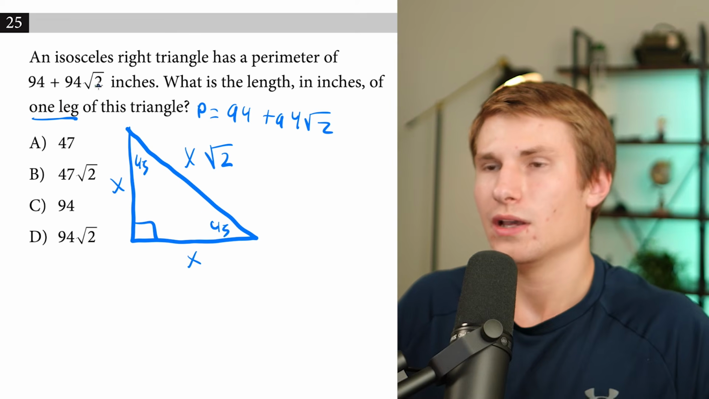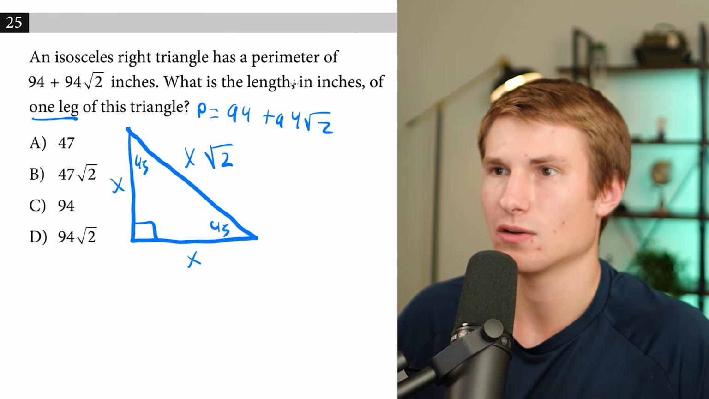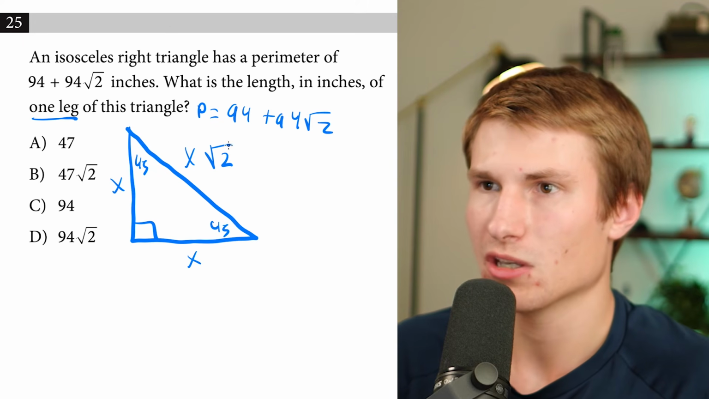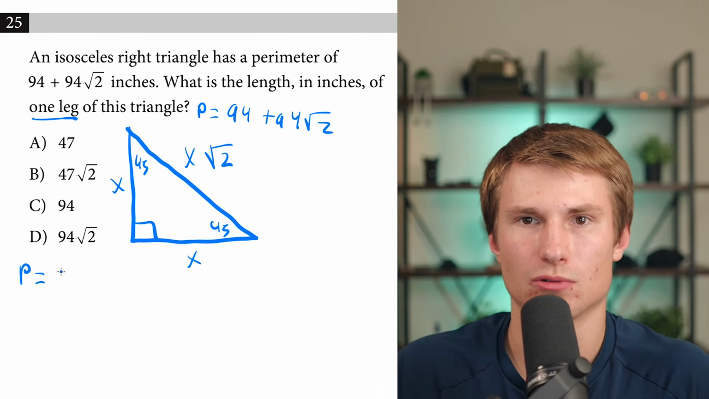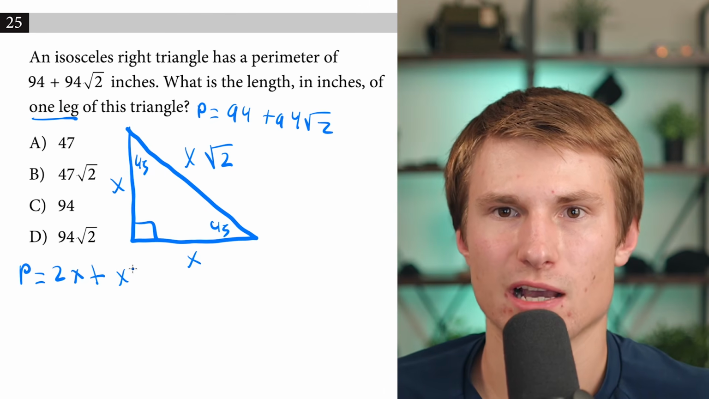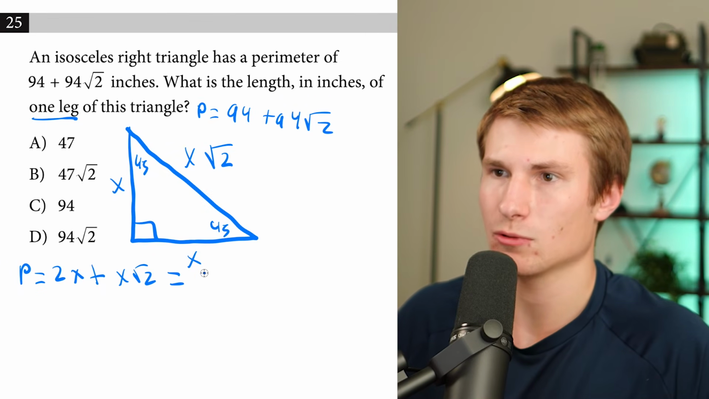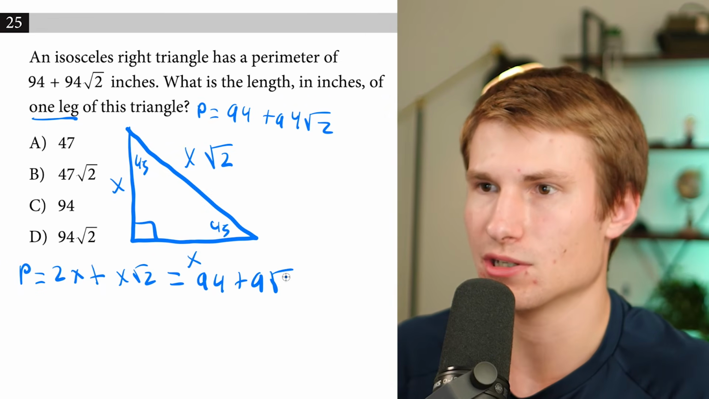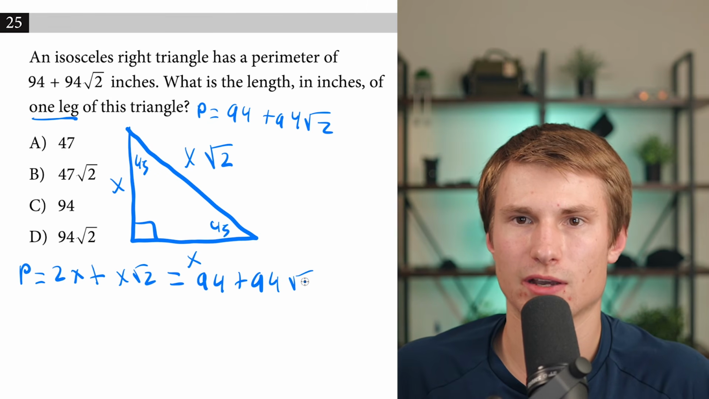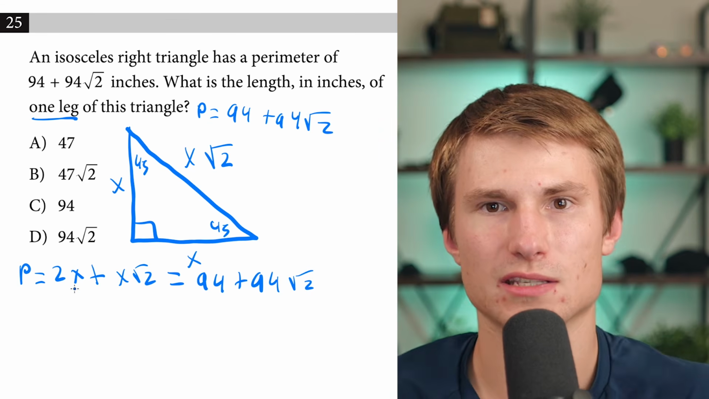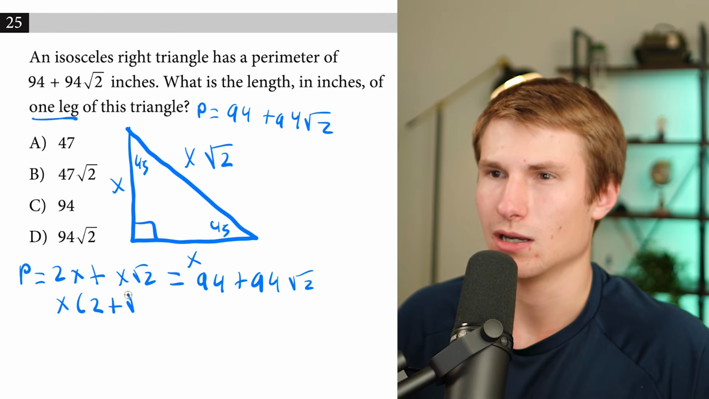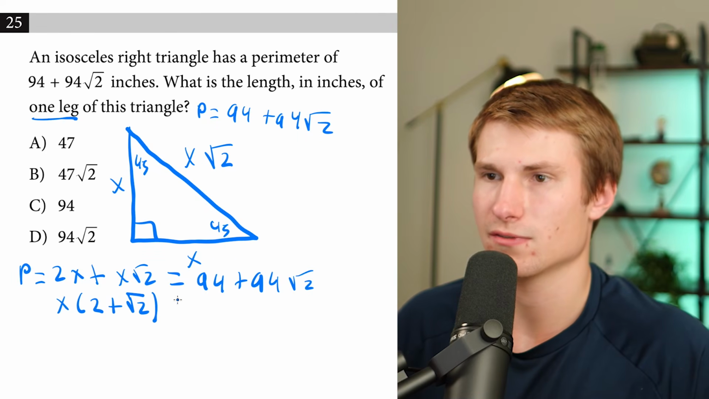Now we need to solve for the length in inches of one leg of this triangle. We can write our perimeter as x plus x, and then plus x root 2, which is 2x plus x root 2. We can set that equal to 94 plus 94 root 2. Let me see if I can get x isolated. To isolate x, I'll factor over here, and that'd be 2 plus root 2. Yep, that's the factor there.